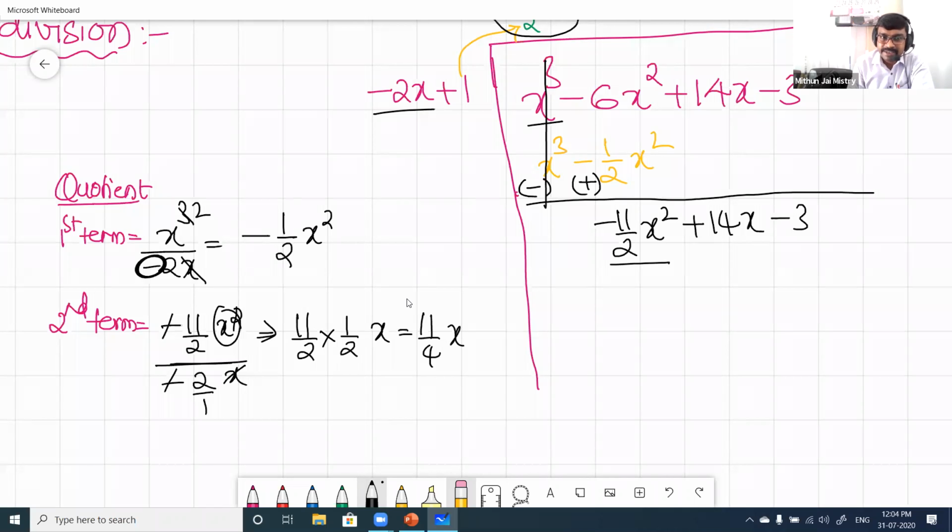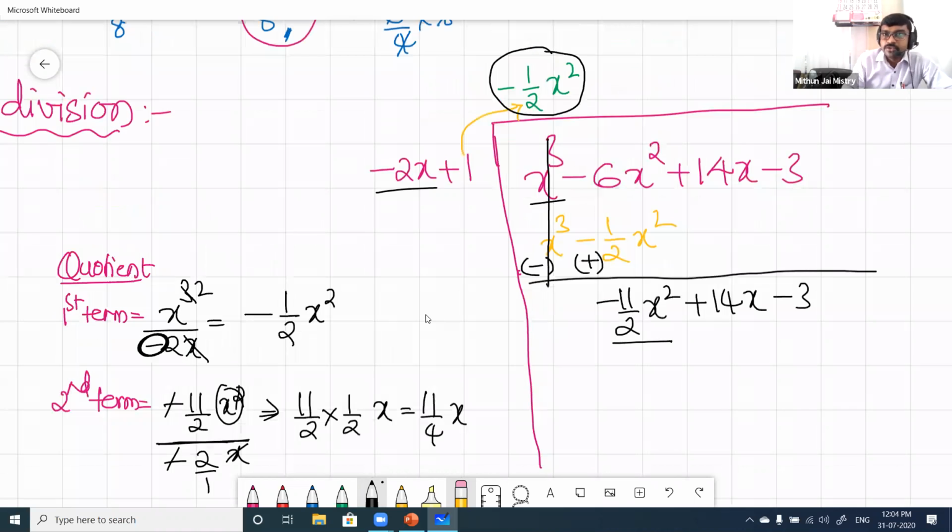So when we write the division as multiplication, the 2 by 1 will change its numerator and denominator, and become 1 by 2. So now we got 11 by 4x, which is actually positive. So here I will write plus 11 by 4x.